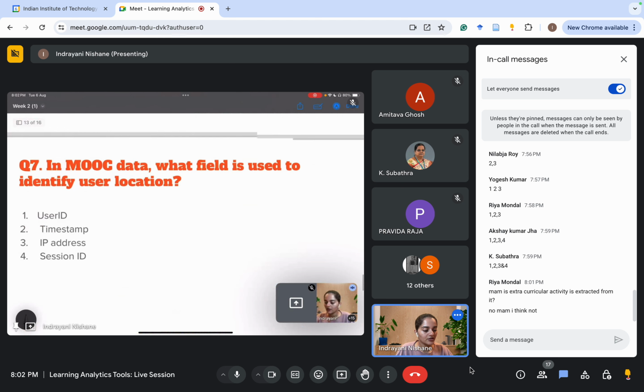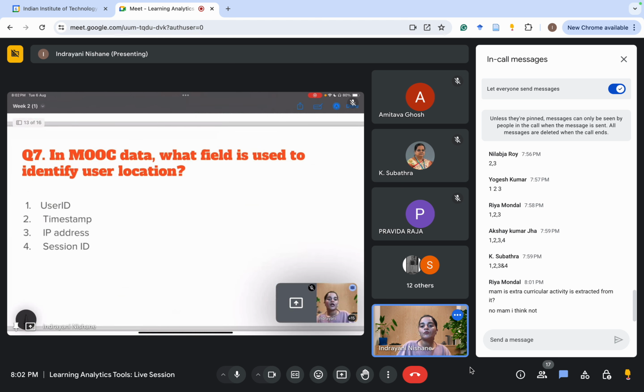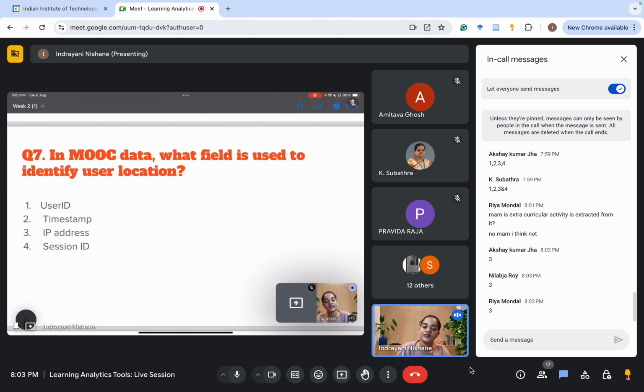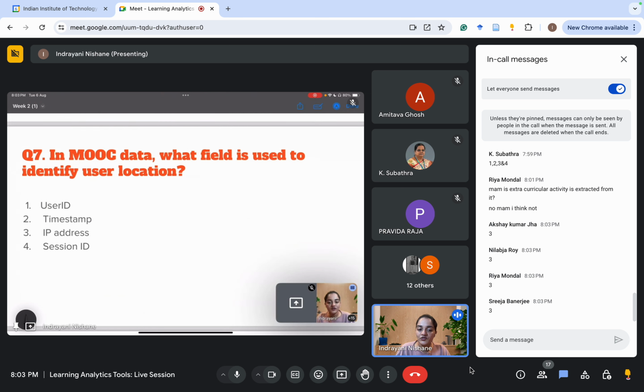So let's go to question 7. In MOOC data, what field is used to identify user location? So user location, where they are located. User ID is some random number associated with every user, so that will not give us any information about where the user is located geographically. Timestamp, obviously no. Timestamp will give us information about when they performed that action. So this is also incorrect.